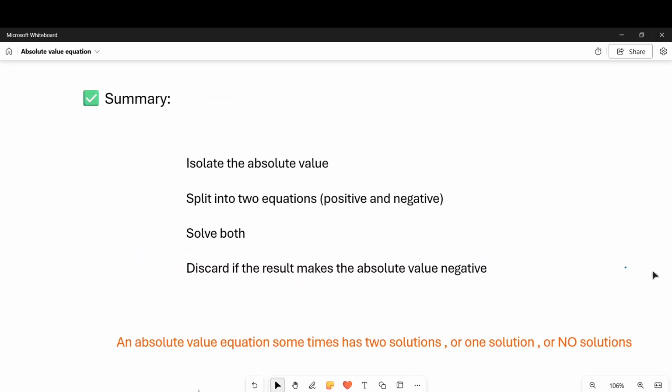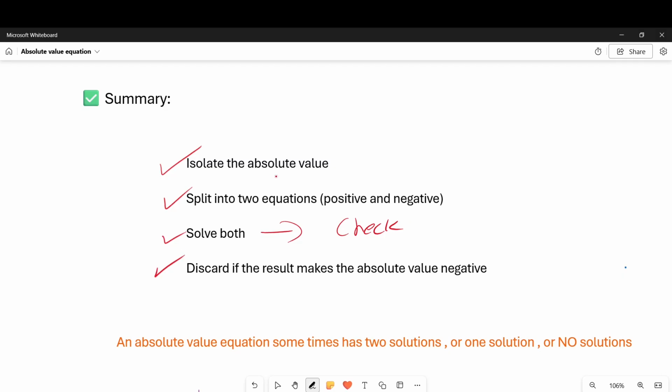Okay, let's summarize. So these are the 4 steps we need to consider while solving an absolute value equation. First step is to isolate the absolute value part on one side. Then split into the two equations. How do we split? Open the absolute value symbol and consider both cases, the positive case and the negative case, and solve both cases and find the value of the unknown. Then substitute back and check whether each result is correct by substituting back into the original equation, and we need to verify the result. Discard if the result makes the absolute value negative.